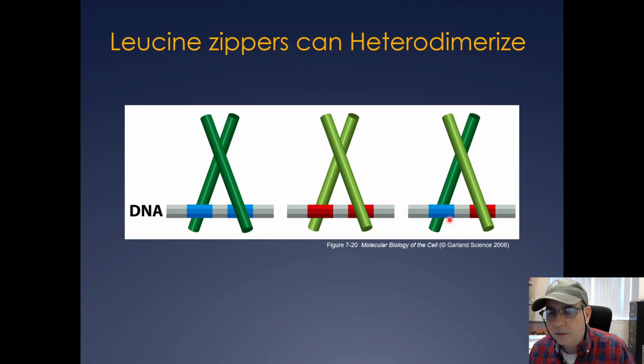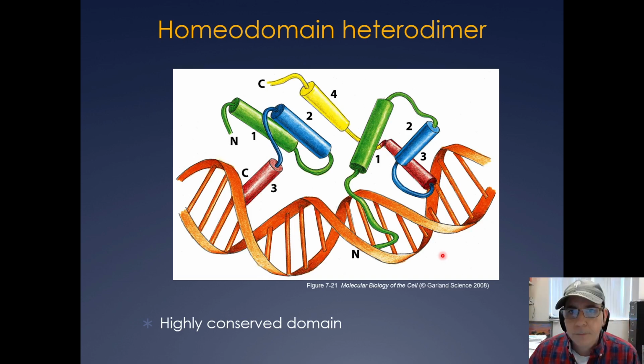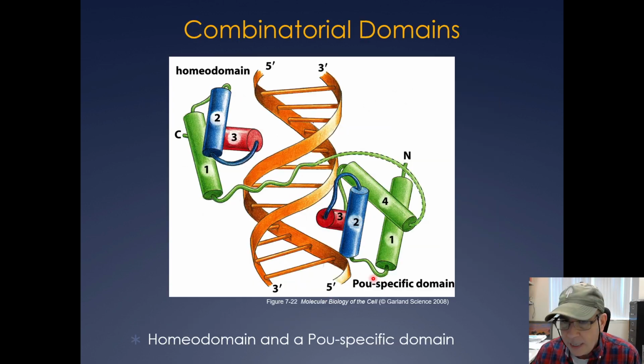You might have instances where these sequences are mixed and matched throughout the genome, where the heterodimers actually function, where one helix is binding one DNA sequence and another helix is binding a different DNA sequence. And once again, many different types of transcription factors can heterodimerize, and you can also get homeodomain heterodimers, where the different alpha helices are binding to different sequences on DNA. And then you can have single proteins with combinatorial domains.